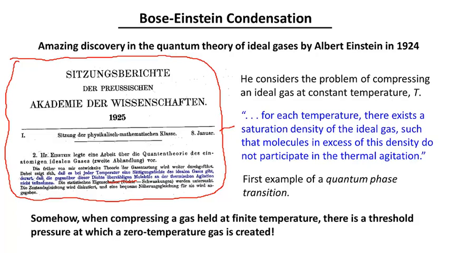So in other words, as you keep compressing it, you reach a critical pressure at which suddenly a number of the molecules of the gas no longer engage in thermal motion. So it's like you create, by increasing the pressure, a new phase of the gas which has zero temperature. This is very strange, and in fact, Einstein, in this paper, wondered whether it was simply a mathematical artifact of the theory and had any correspondence in reality.